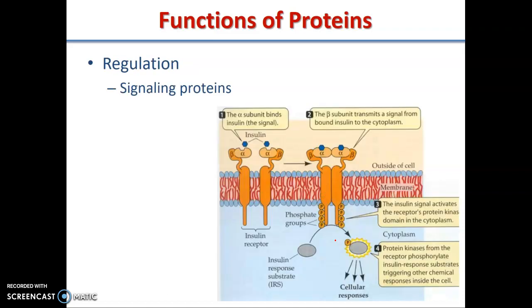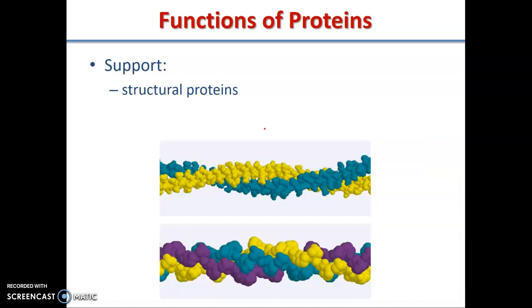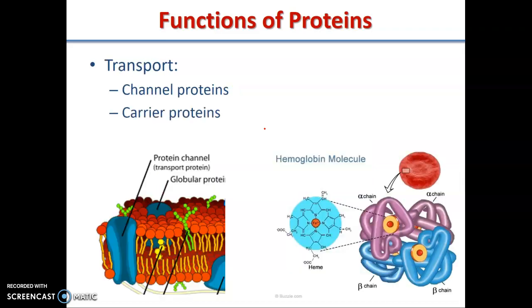We have signaling molecules. In this regard, they serve as the receptor. And here, this insulin is a hormone in this case, but it also could be small proteins. And then we have some structural. So collagen and keratin are proteins. And then we have our channel, which spans the membrane, or our carrier molecules that are able to carry things around, all made of proteins.